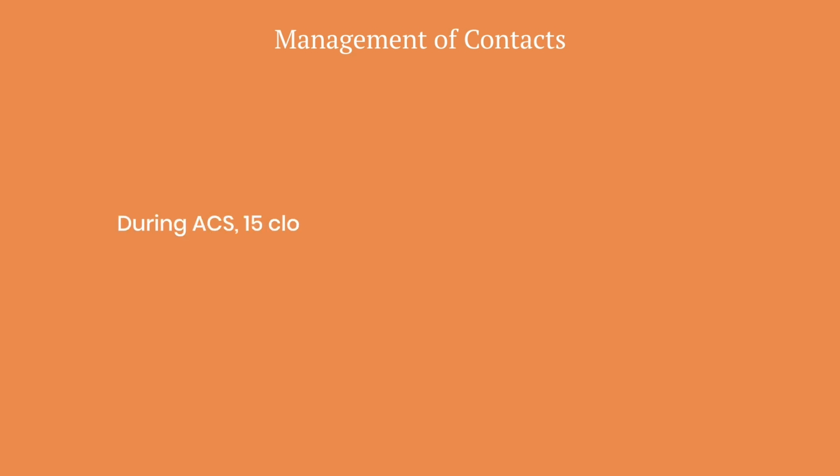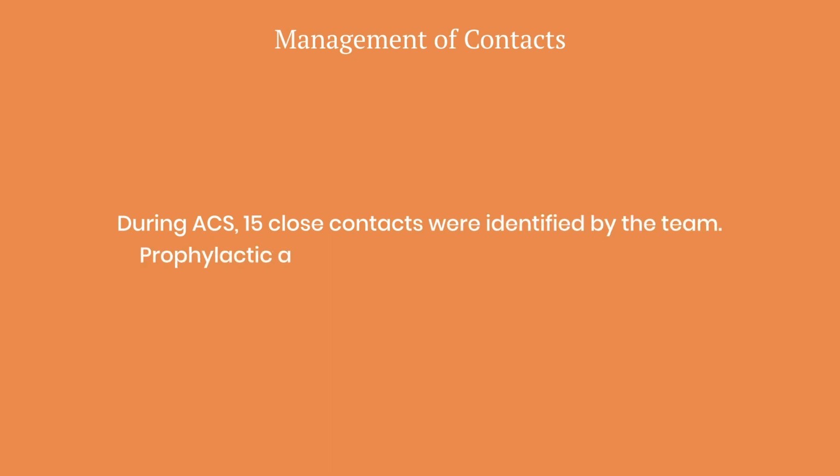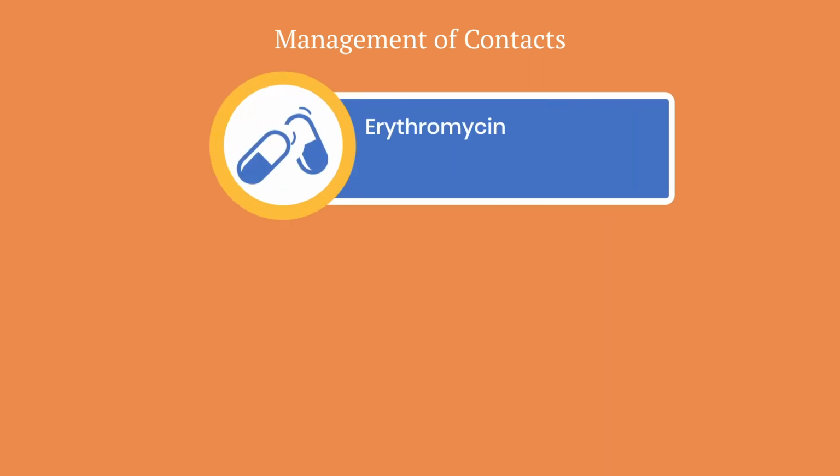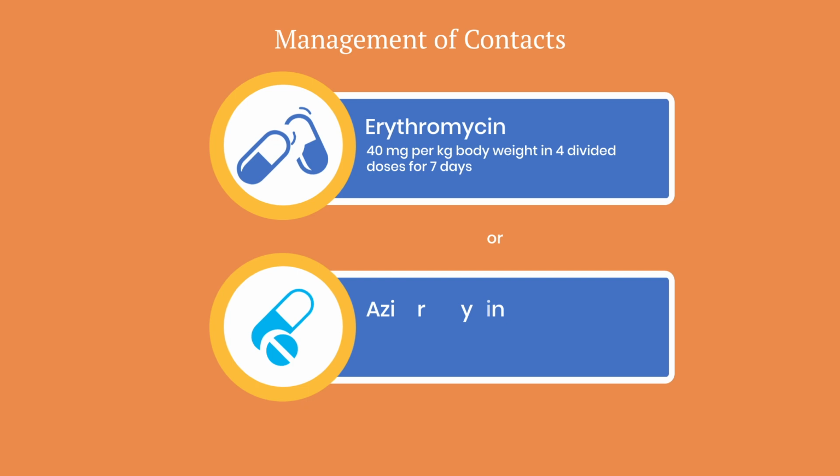During active case search, 15 close contacts were identified by the team. Prophylactic antibiotics were given to these contacts. Erythromycin, 40 mg per kilo body weight in 4 divided doses for 7 days, or azithromycin 10 to 12 mg per kilo body weight in single dose for 5 days.